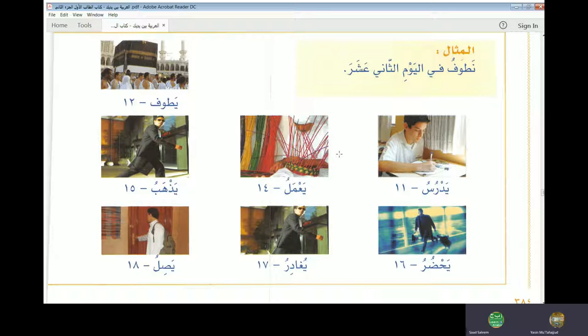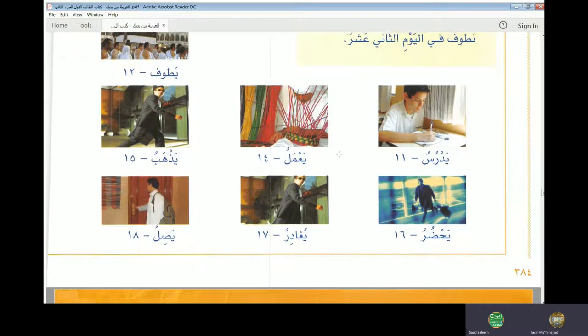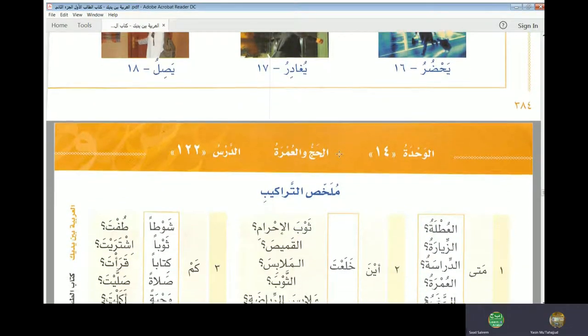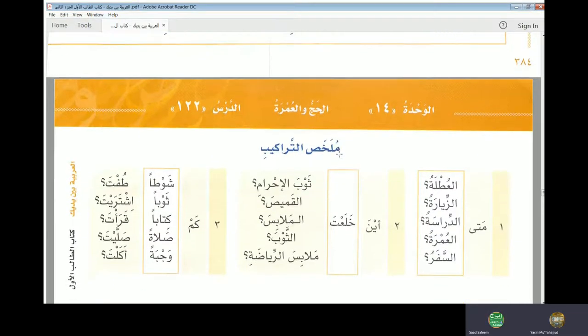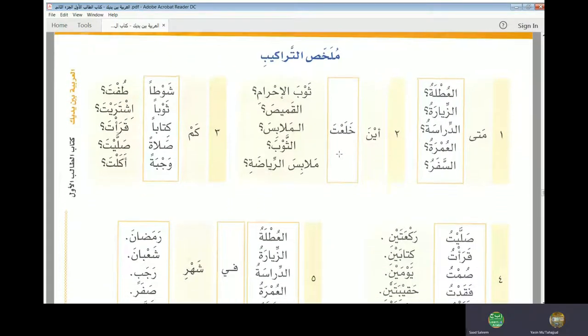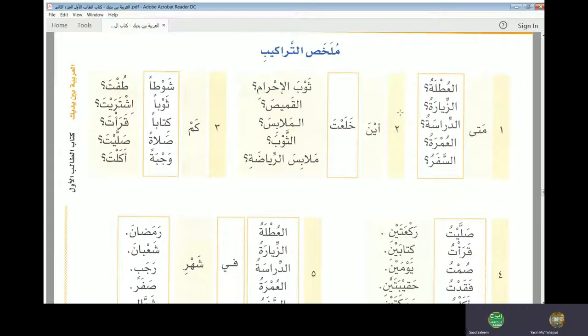As-sabi'a ashara, 17, and ath-thamina ashara, 18. At-tasi'a ashara, 19. Oh yeah, I forgot, I'll start at 18. Yes. At-tasi'a ashara, 19, and then Al-ishrun, 20.